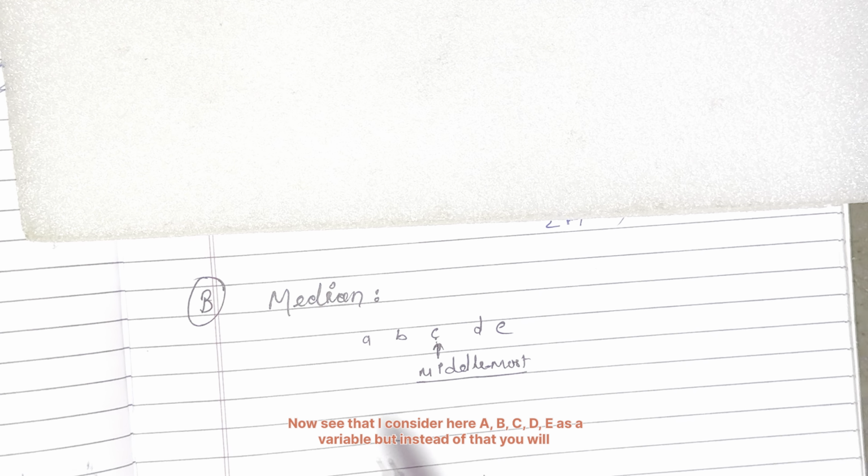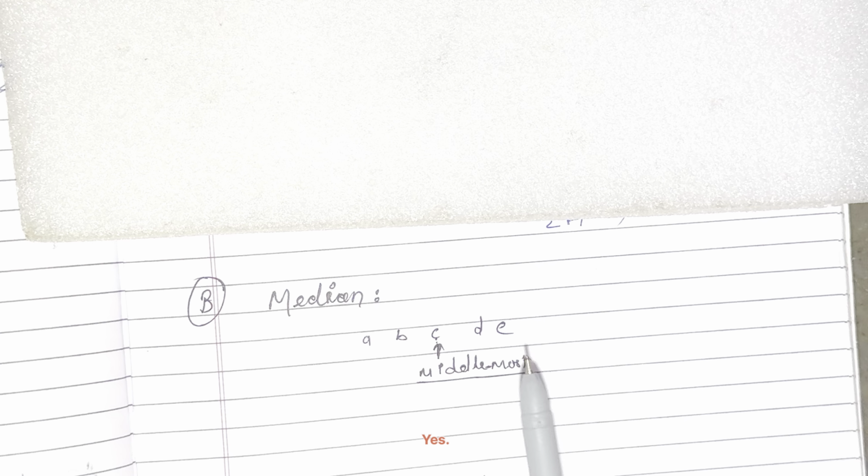Now, I considered A, B, C, D, E as variables, but instead you will get numbers like 1, 3, 5, 7. In such a case you have to arrange the given numbers, whether in ascending order or descending order, and then go for finding the median. That will give us the correct, accurate answer. So the middle term is C.